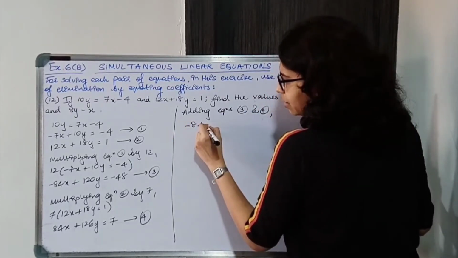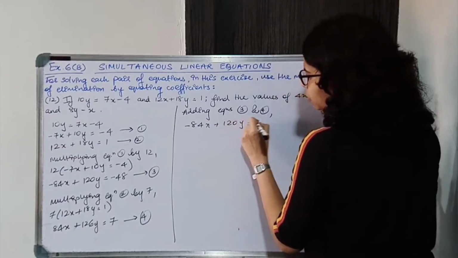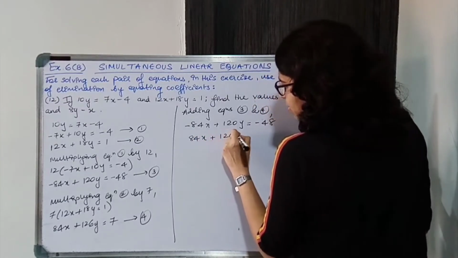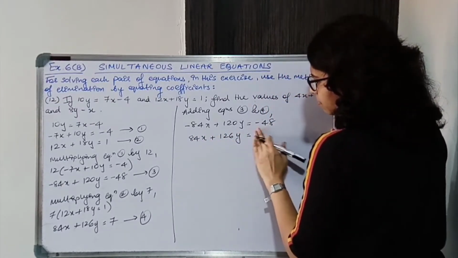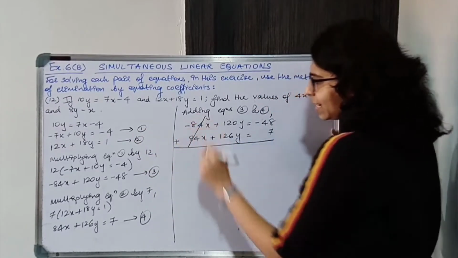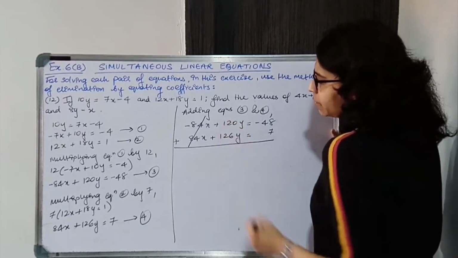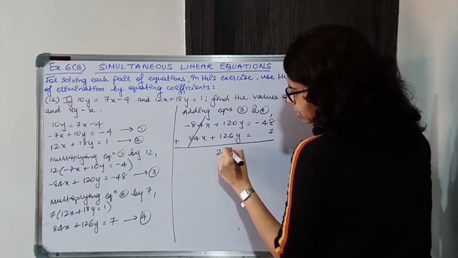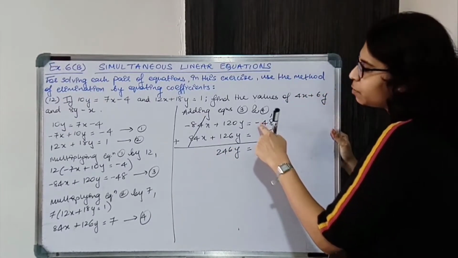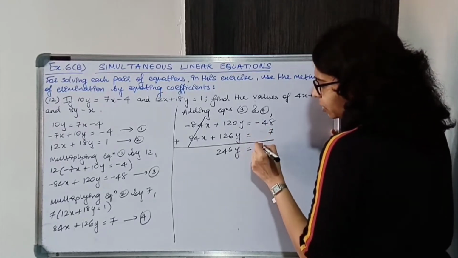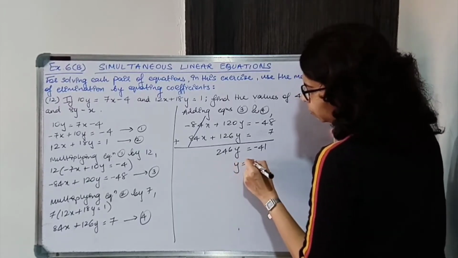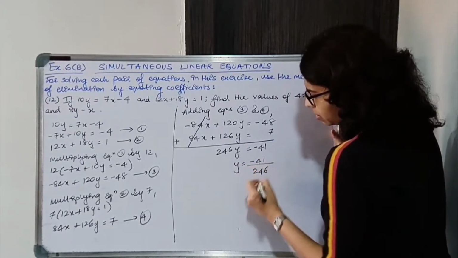So 3 is minus 84x plus 120y is equal to minus 48 and this is 84x plus 126y is equal to 7. We are adding. So this will get cancelled. 120 plus 126, that will give 246y. And minus 48 plus 7, that is 7 minus 48. So 48 minus 7 क्या होता है? 41 and negative sign. So y is equal to minus 41 upon 246.